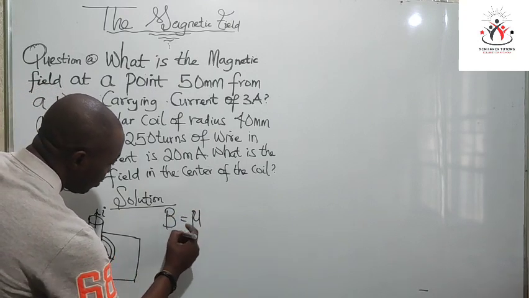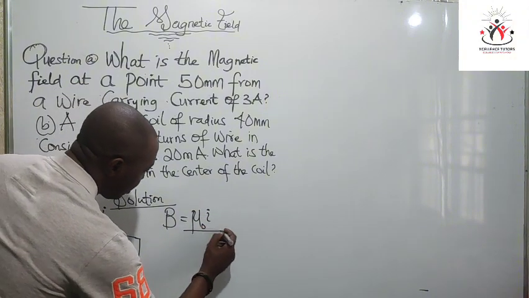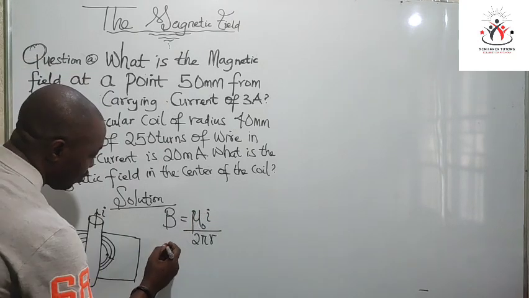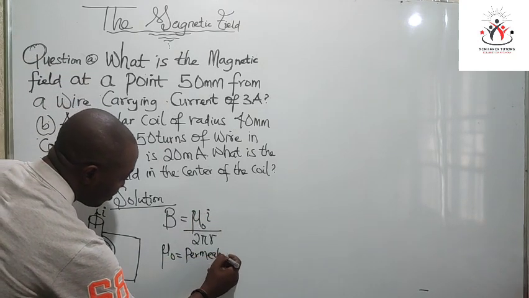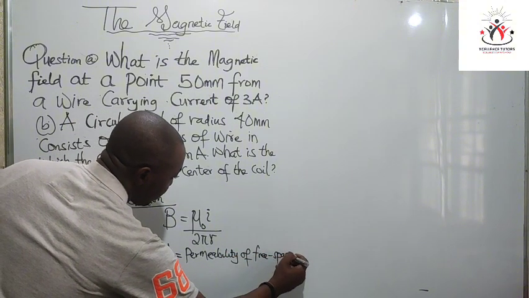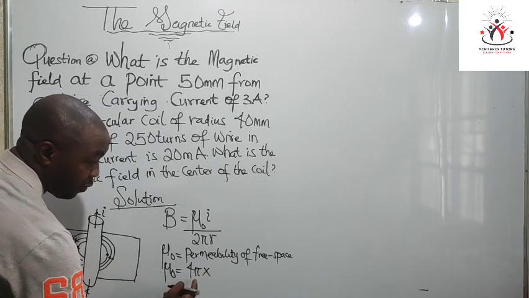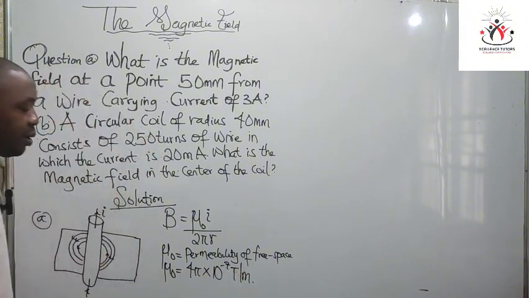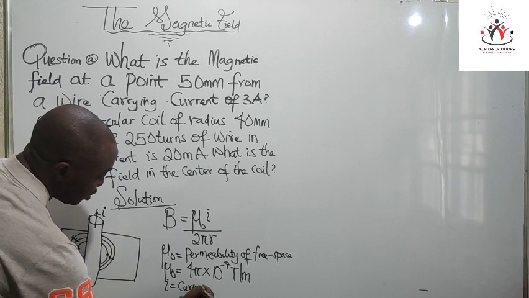Now to measure the magnetic field intensity in this case, the formula is B equals the permeability of free space multiplied by I, divided by 2 pi R. This is called the permeability of free space, and its magnitude is 4 pi times 10 raised to the power of minus 7 Tesla meter per ampere.